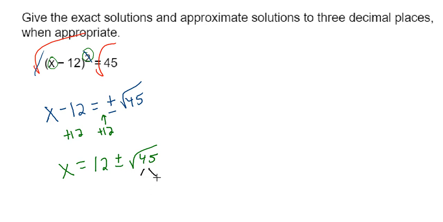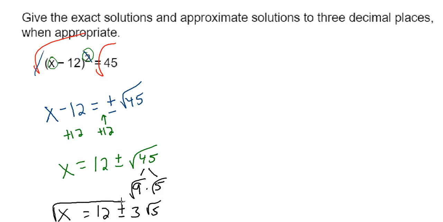But remember back from chapter 6, we talked about how to simplify square roots. You're going to split this up. And for 45, the best way to split it up is 9 times 5. You apply the square root to each number separately. The square root of 9 gives you 3. The square root of 5 copies down. The plus or minus copies down, and so does the 12. All right. So this would be our solution to the equation. This would be the exact solution.